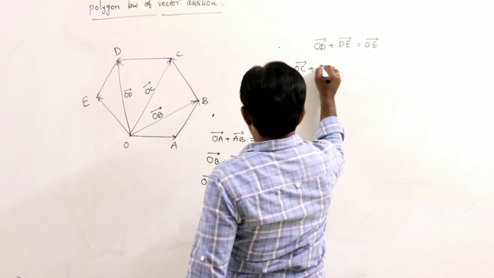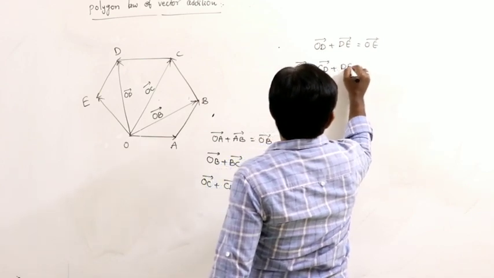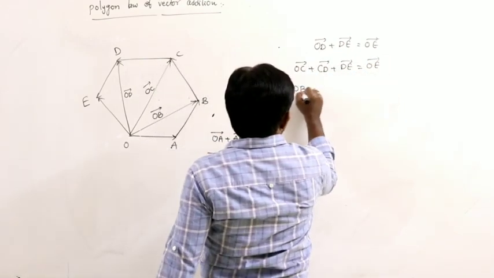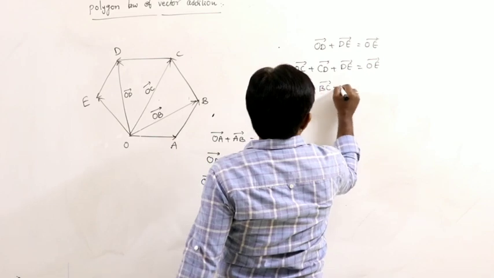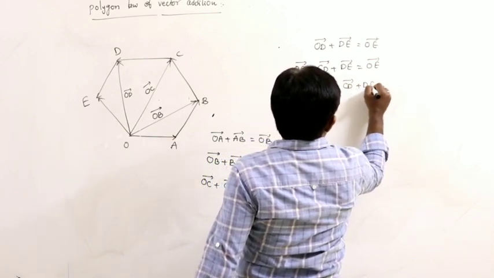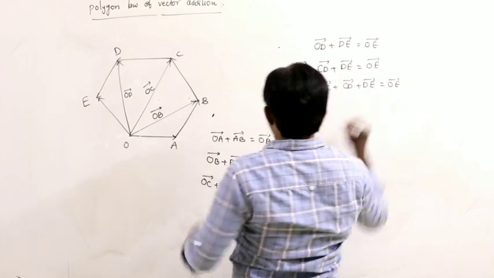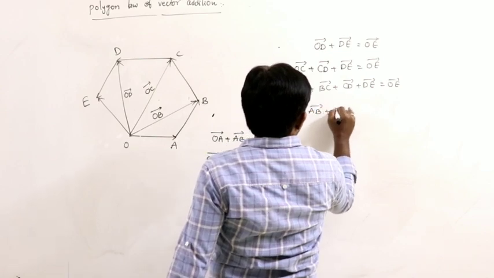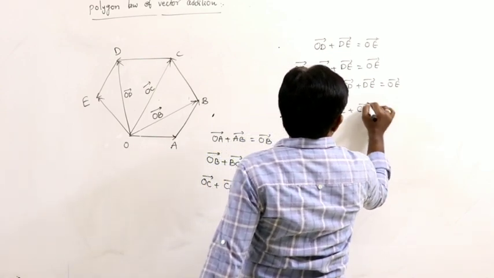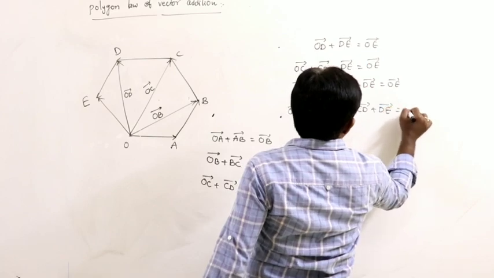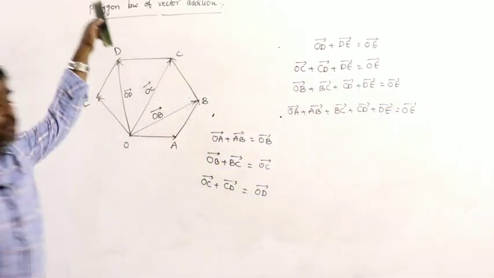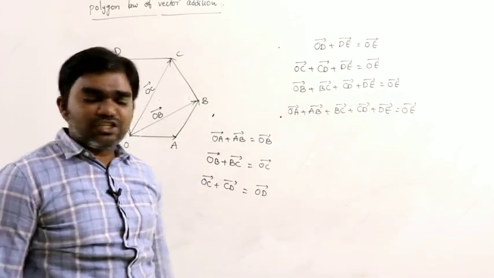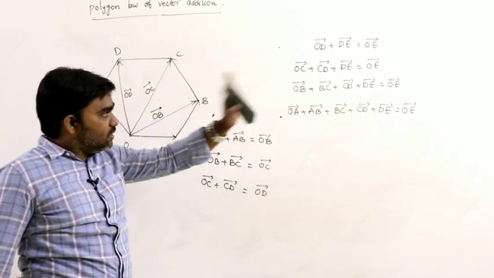OC plus CD plus DE is equal to OE. What is OC? OB plus BC plus CD plus DE gives OE bar. What is OB? OA plus AB plus BC plus CD plus DE gives OE. So that's why the closing side of the polygon represents the resultant of all these vectors in magnitude and direction, but taken in reverse order. So that is the situation.